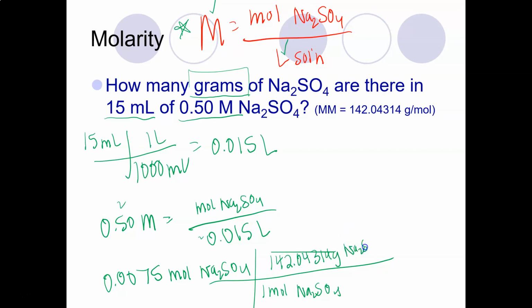And when I do my math, I will have 2 significant figures for my answer, and what I ended up with is 1.1 grams of sodium sulfate. So in this problem, what I just did, I solved how much sodium sulfate I need to measure out to make 15 milliliters of a 0.50 molarity sodium sulfate solution. This is one of those calculations that people who work in a lab do constantly because this is definitely a real life application.